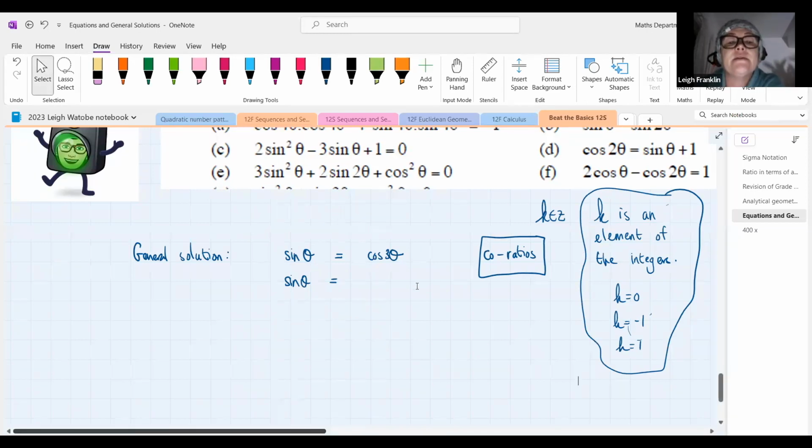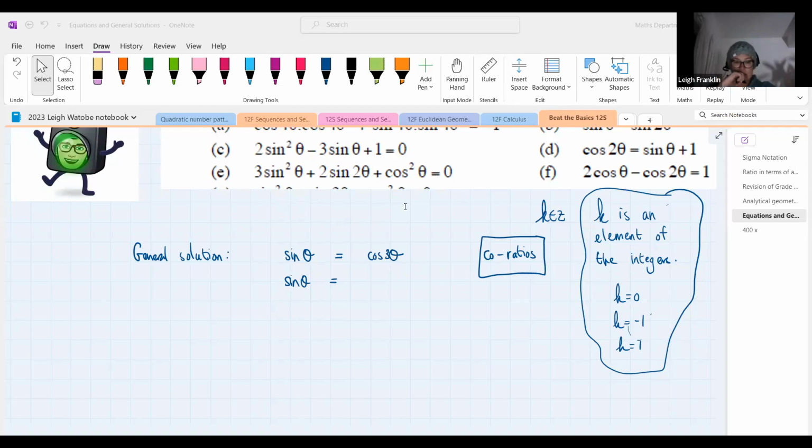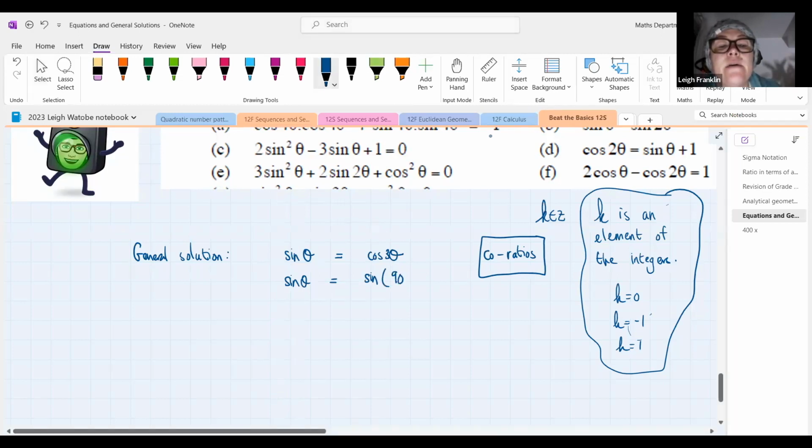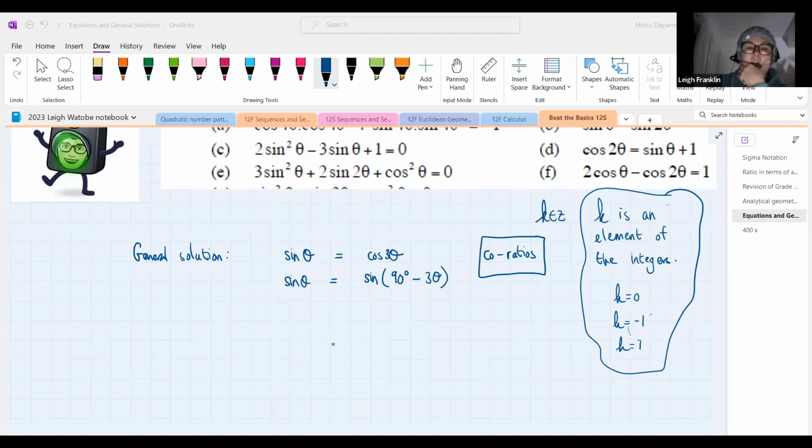All right, so let's go back to this. Using co-ratios, how would I rewrite this cos 3 theta? If I want to use these co-ratios that you mentioned, Jude, how would I rewrite the right-hand side? You would write it as sine. Remember, when you use co-ratios, cos becomes sine and sine becomes cos. Are you happy with that?